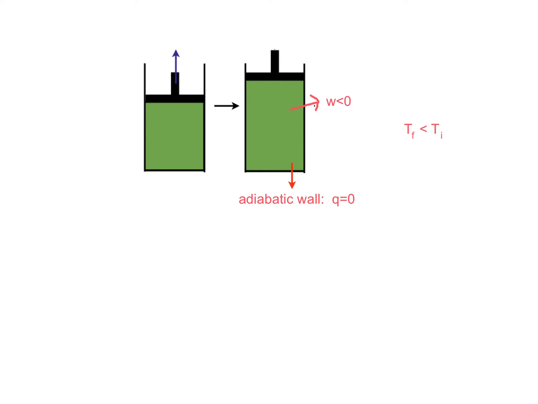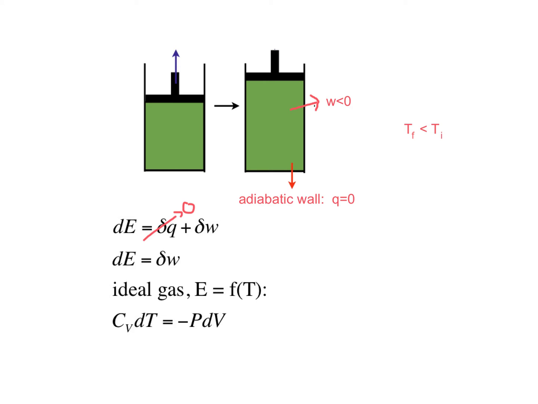We can calculate this final temperature if we know the initial temperature and the change in volume, or the initial and final volumes. We'll do this by utilizing the first law of thermodynamics. In this adiabatic expansion or compression of a gas, dq is going to be equal to 0. Since dq is equal to 0, dE is equal to dW.